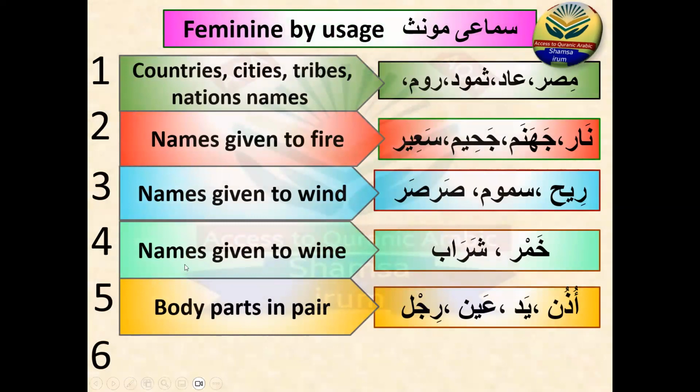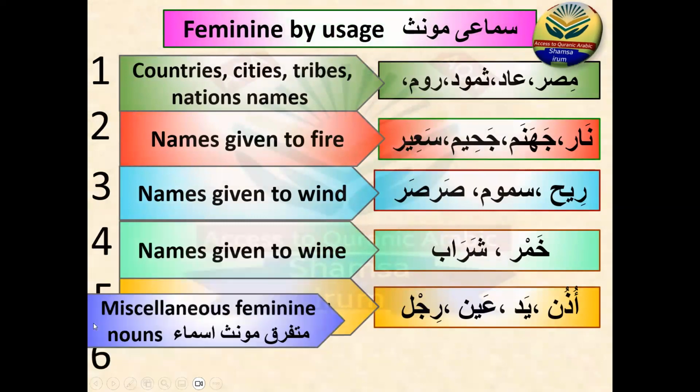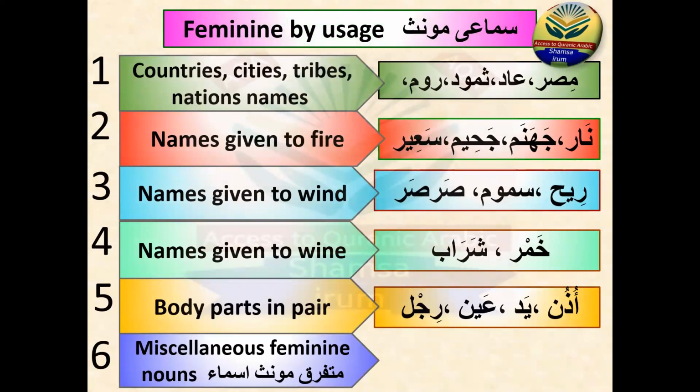The last and the sixth one is miscellaneous feminine nouns. Some feminine nouns don't come in any of these categories. They don't fall in the real feminine, or the feminine by sign, or even the feminine by usage. They are not the name of a place, they are not the name of fire or wind or wine, and they are not body parts in pair, but they're still feminine. So we will say it's mutafarriq, mu'annath, asma.